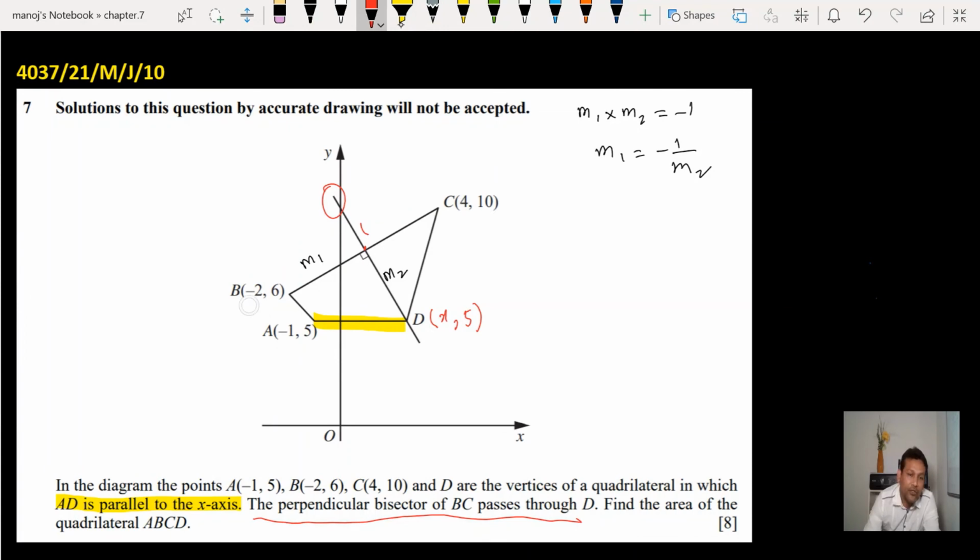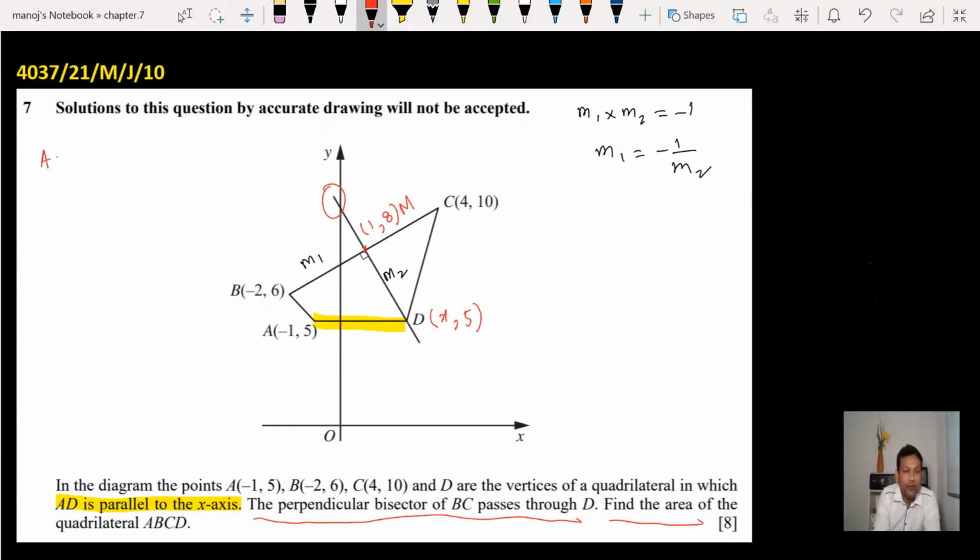4 minus 2 is 2, upon 2 is 1, and 6 plus 10 is 16, upon 2 is 8. So these are the coordinates of this point. We can suppose the midpoint, capital M, we can write. Now A is given, B is given, C is given, missing is only D, because we need to find the area.